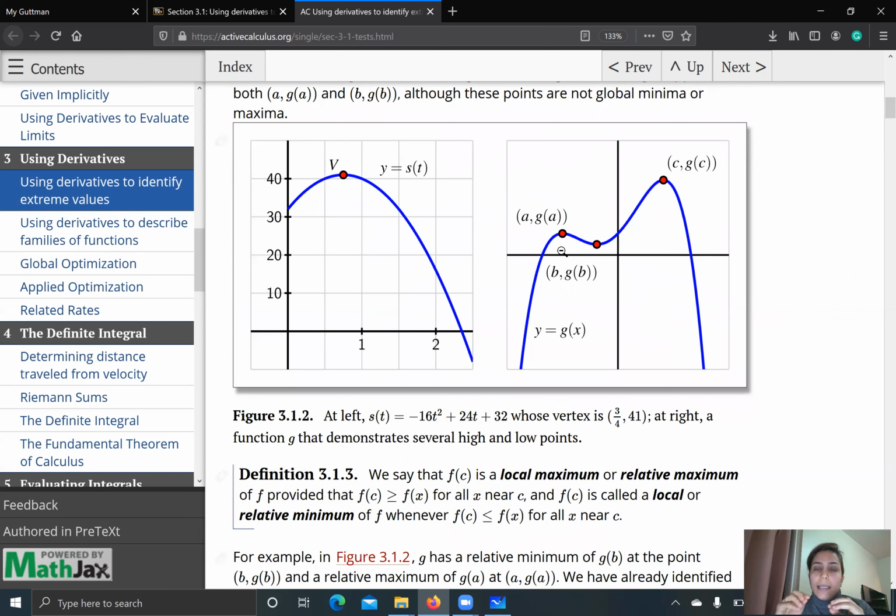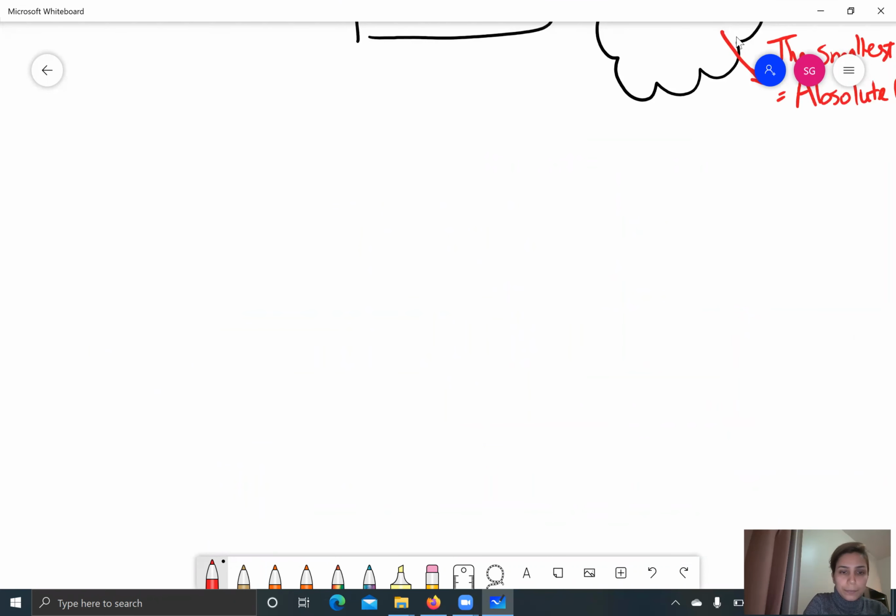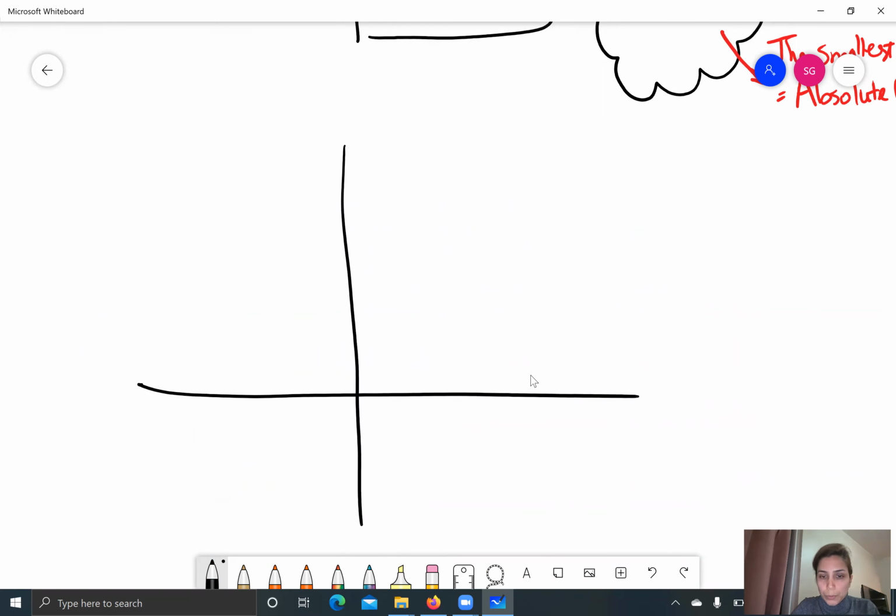B is not the smallest height. But what happens is that if you just focus or cut your graph in a close neighborhood of point A, then the height at A is greater than the rest of them. So you have a picture like this. Let me try to draw that. So I'm trying to draw this picture. So it goes up, it goes down, it goes up, and then it goes down.